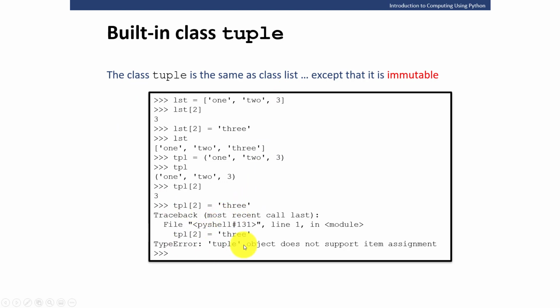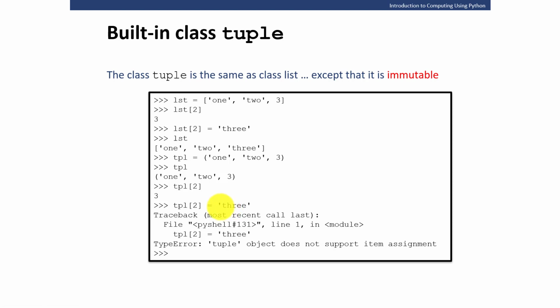Okay, so as we saw here, we have 1, 2, and 3. And I noticed that 3 here is a number, and I want to make it a string. So if I try to do so, I'm going to get what? I'm going to get an error, because tuple is an immutable object type.